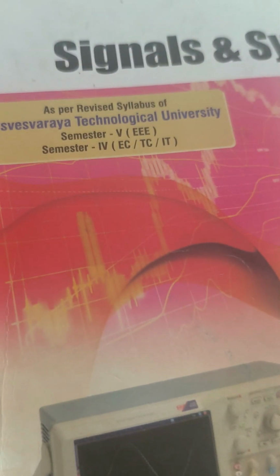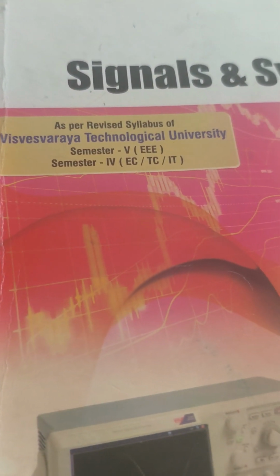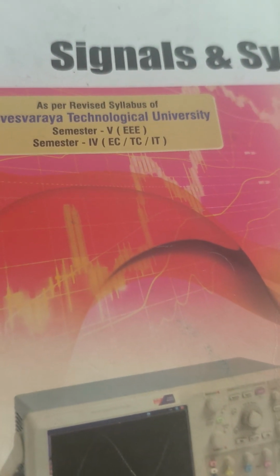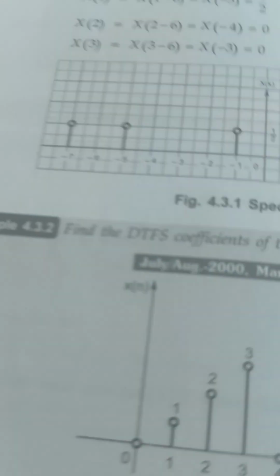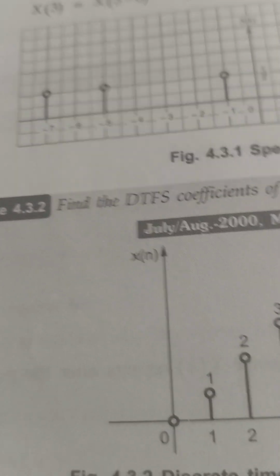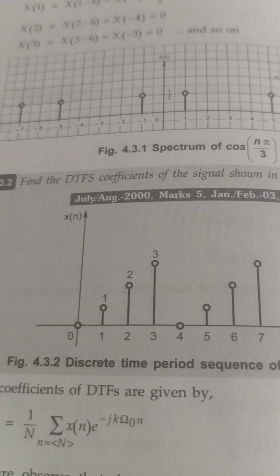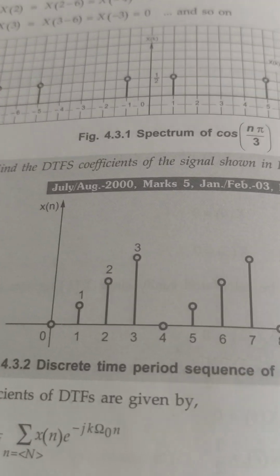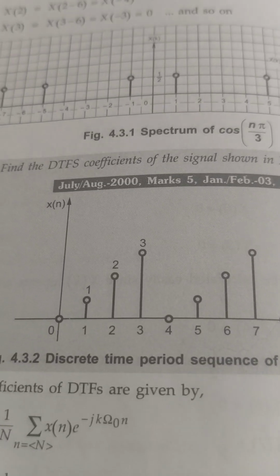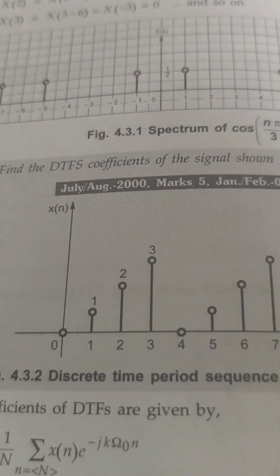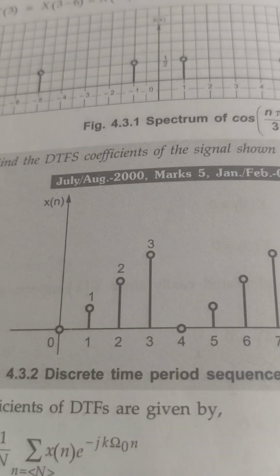This is the book for signals and systems, as per the revised syllabus of Visvesvaraya Technological University, semester 5th, for EC, TC, and IT. Important. This is the best book. I'm telling this because so many books are there, but here the authors have written in a way that we can understand the concepts very easily. That's why we have to refer to it.